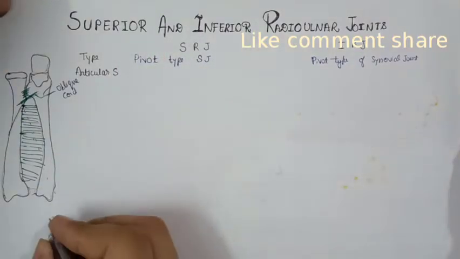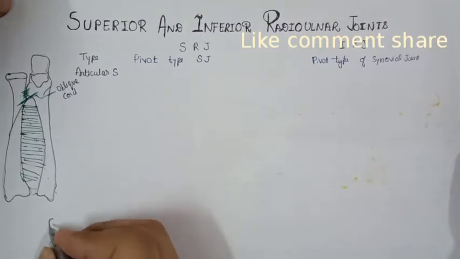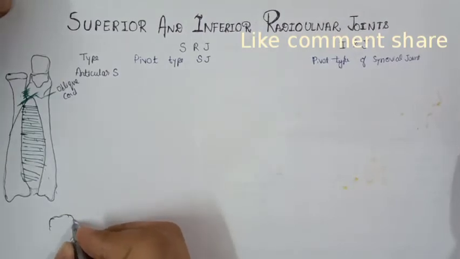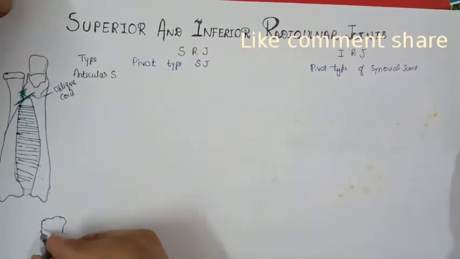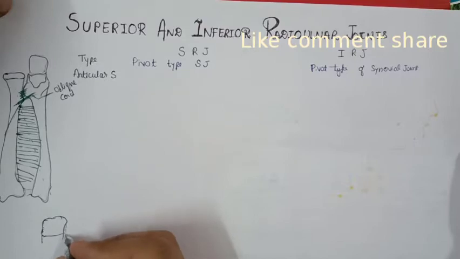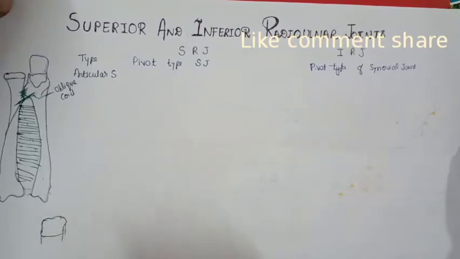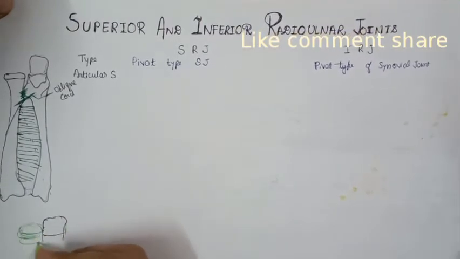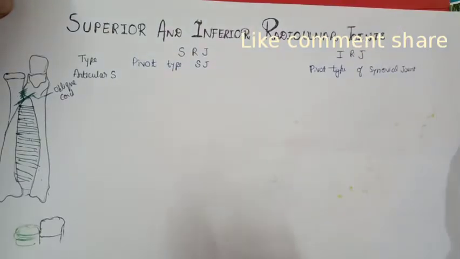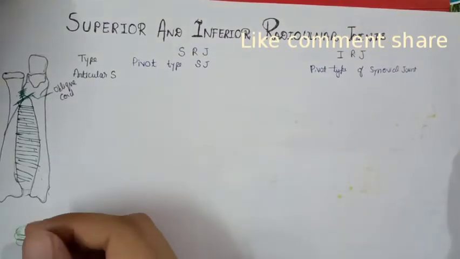In the diagram I am showing you this is the ulna, the upper part of the ulna. Actually I am showing the supero-anterior view. So this is the upper part of the ulna, and below is the shaft. Just next to it is the annular ligament. Here is the annular ligament. The term annular means ring, so the ligament is like a ring.